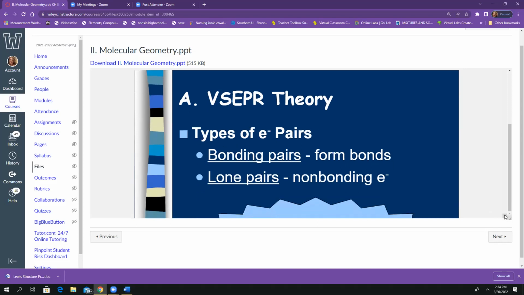Okay, so you have two types of electron pairs in a Lewis structure. The bonding pairs, which we represent by a line. That's how I like to do them. But sometimes you can represent them by dots too, but they're dots in between two atoms. So that's how you know they're bonding. And then the lone pairs, which don't bond to anybody. Okay.